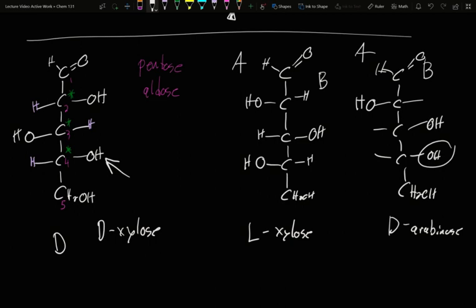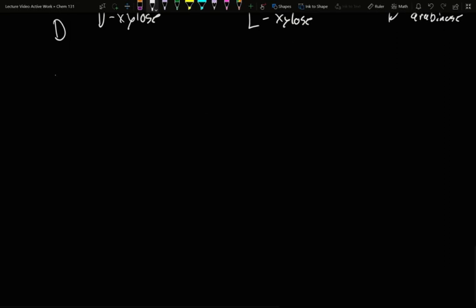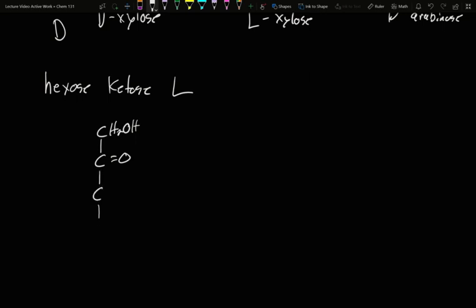Take a minute, draw me a hexose, ketose, L sugar. Just any of them. All right, back. Well, if I'm going to be a ketose, I can't have my carbon double bond oxygen on the end. That would make an aldehyde. So it's going to be one in from the end. That's 2, 3 carbons, 4 carbons, 5 carbons. I need 6 carbons for being a hexose.